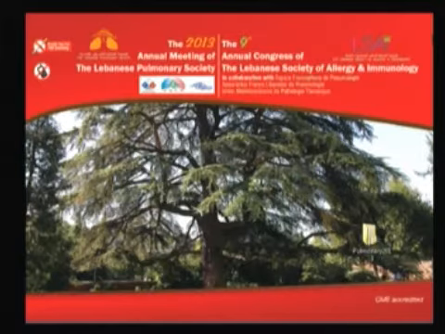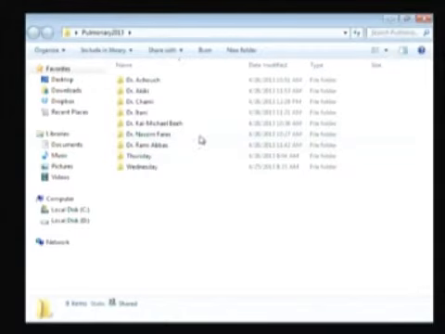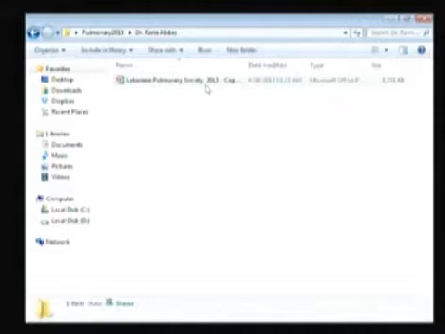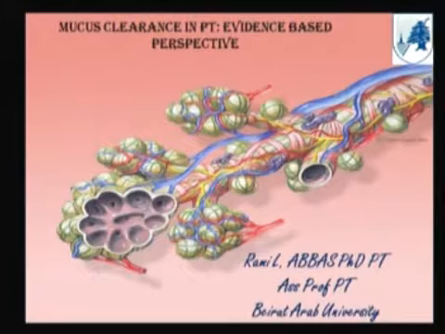I guess we have to move. We're already behind schedule. I will introduce Dr. Rami Abbas. Dr. Abbas is an assistant professor of physical therapy from the Faculty of Health Sciences at Beirut Arab University, and he is the head of the physical therapy department at Maqasid General Hospital. Dr. Abbas will talk to us about mucus clearance and exercise training in COPD, the new perspectives. Dr. Abbas.